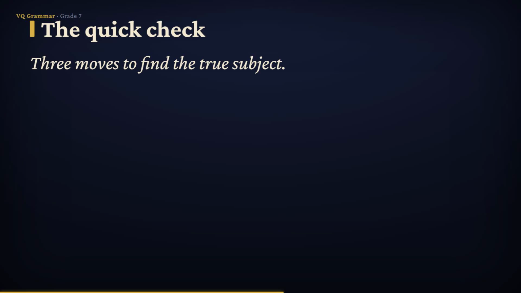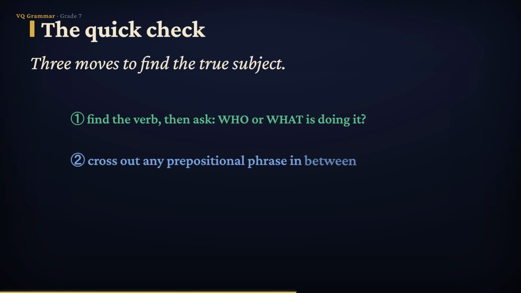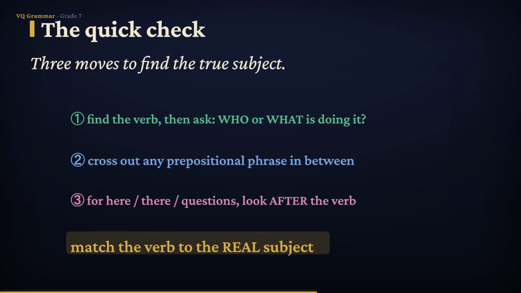Let's fold all of this into one quick routine. First, find the verb. Then ask who or what is really doing it. That is your subject. Second, cross out any prepositional phrase that's squeezed in between the subject and the verb. Third, if the sentence starts with here or there, or if the sentence is a question, look after the verb to find the subject. Do those three things and you will always match the verb to the real subject. Let's practice together.